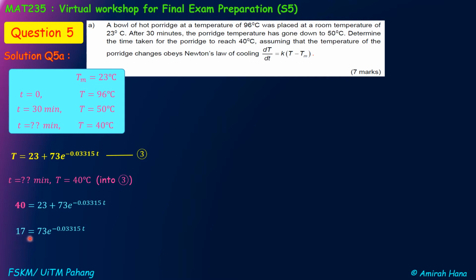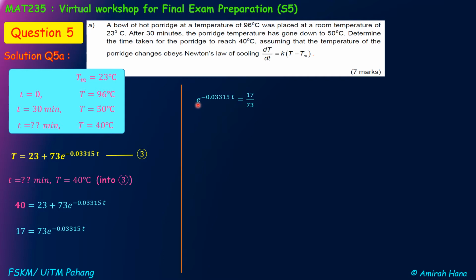So we have 17 equals 73 e to the power of negative 0.03315 t. After that, we can move 73 to the left-hand side, so we have 17 divided by 73, and on the other side we have e to the power of negative 0.03315 t. Now we want to find t, the time.